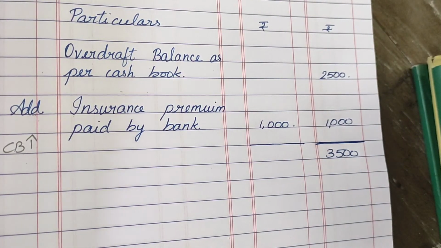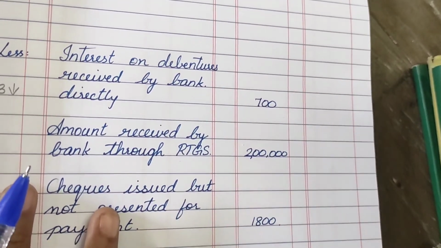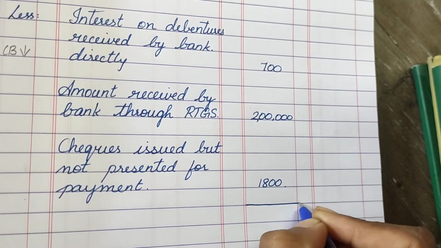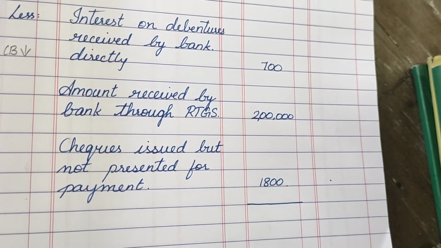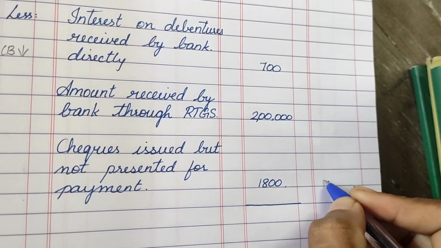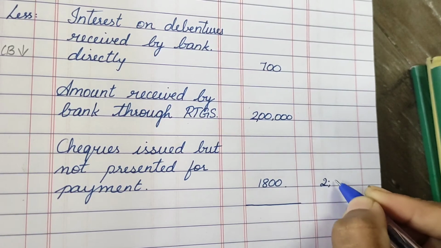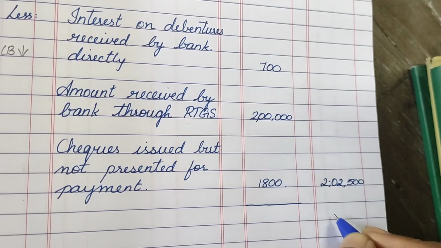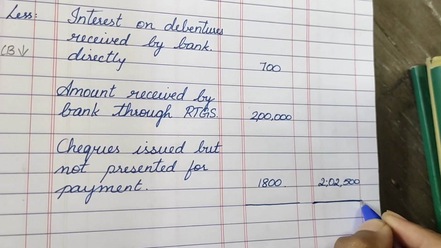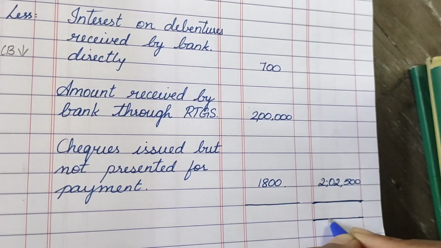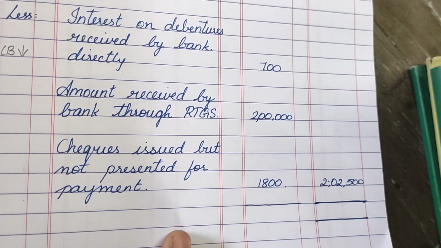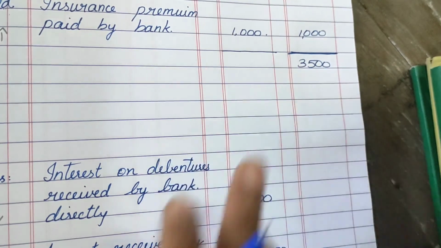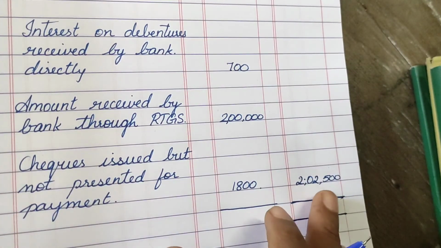Now moving on to the less categories. So if we go to the less categories, we have 3 items over there. Add all the 3 items and put it in the outer column. So when we add, we get 2 lakhs 2500. So now we are going to get the balance. So depending on what kind of balance we get only, we can write the statement over here. So comparing the balance what you got on top with the amount which you got down.